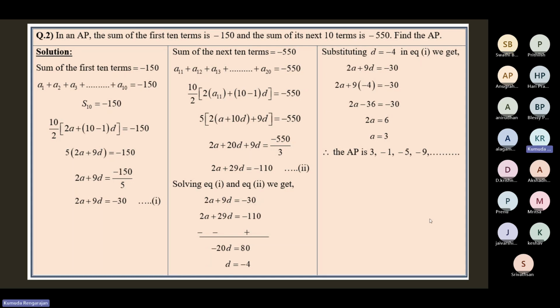Ma'am, actually in the second page, it's minus 550 by 5, but it's typed as minus 550 by 3. Oh, thank you. Yes, so it's a typing error. Correct, correct. Thank you. Yes, this is 5.